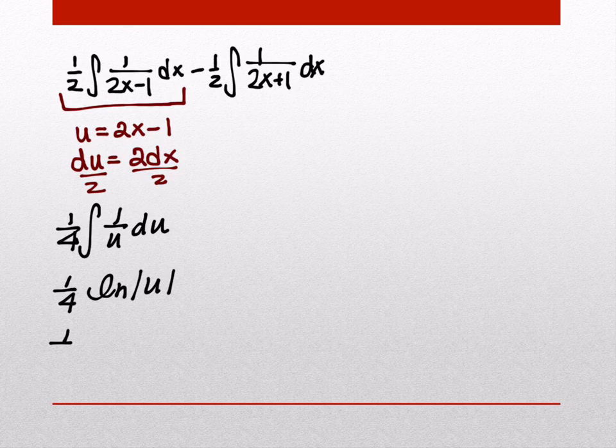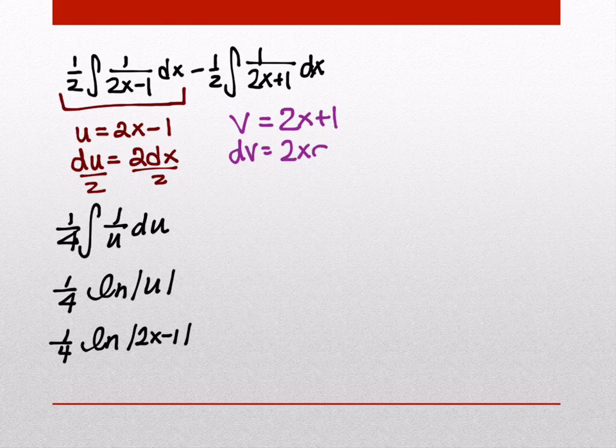I promise I'm going to come back and get the other half of this problem. But I have 1/4 the natural log of what? 2x minus 1. The other half of the problem is almost identical, isn't it? It's going to have the same u substitution, except it's going to be plus instead of minus. So if I did a u substitution, just so that I don't confuse the issue, I'll call it a v substitution. So v is 2x plus 1, dv is 2 dx, and divide by 2.